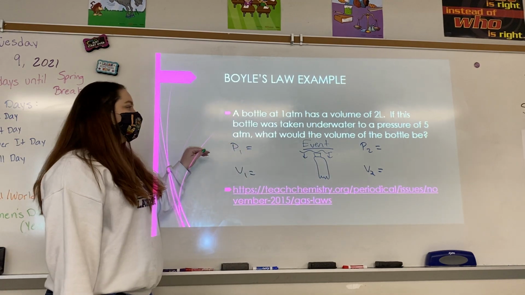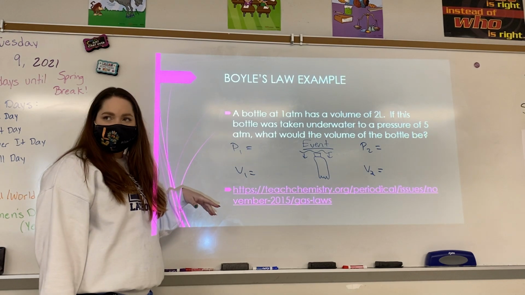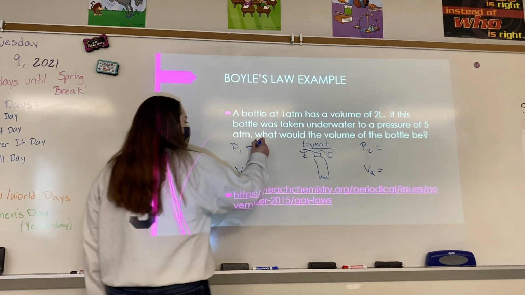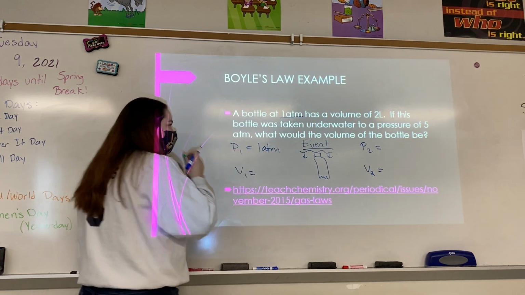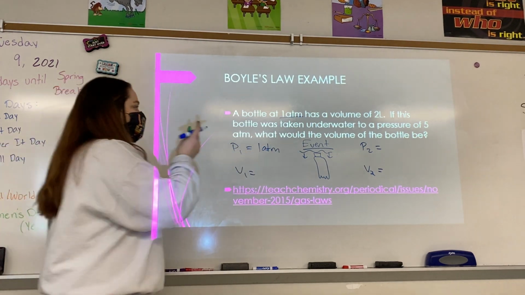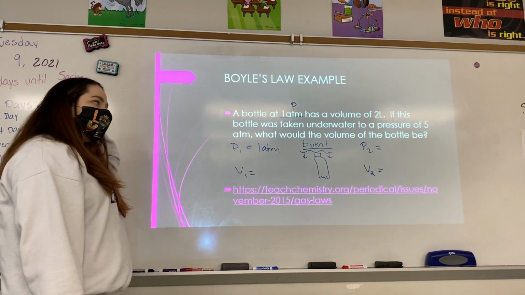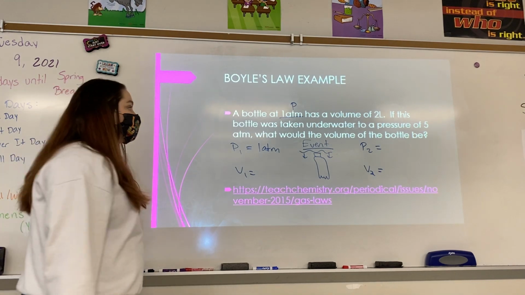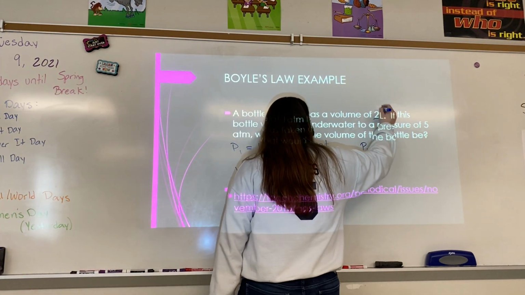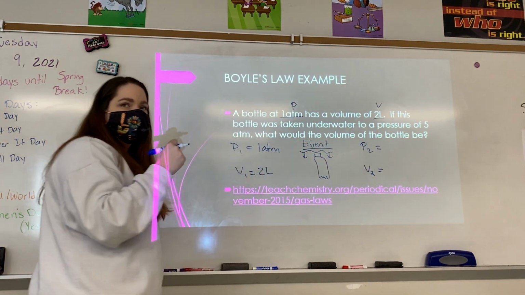So what was my pressure before the water bottle went underwater? 1 ATM is my P1, because ATM is a unit of pressure. What was my volume before the water bottle went underwater? 2 liters, because liters is a unit of volume. So those are my conditions before the event.